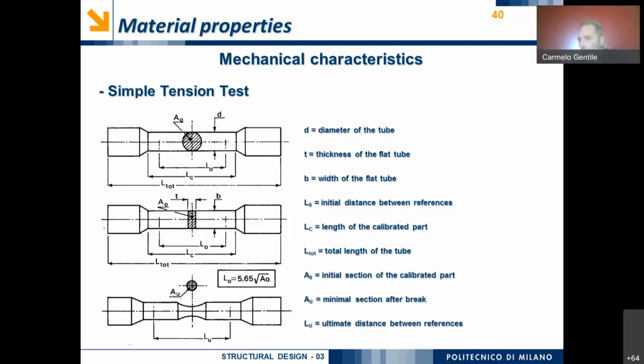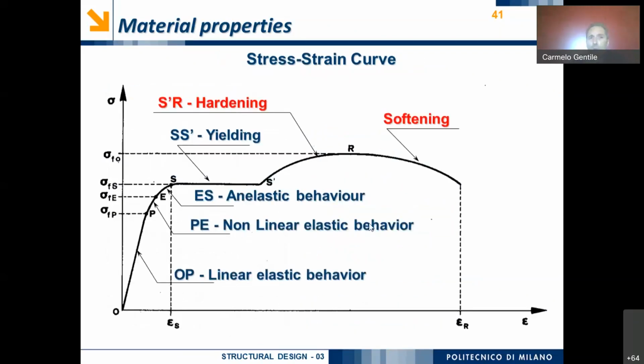In fact, I remind you that the engineering definition of strain is the variation of length of a fiber which was originally of unit length. Okay? If we put in a diagram the force divided by the area and the increase in length divided by the original length, we obtain the stress-strain relationship of the steel.